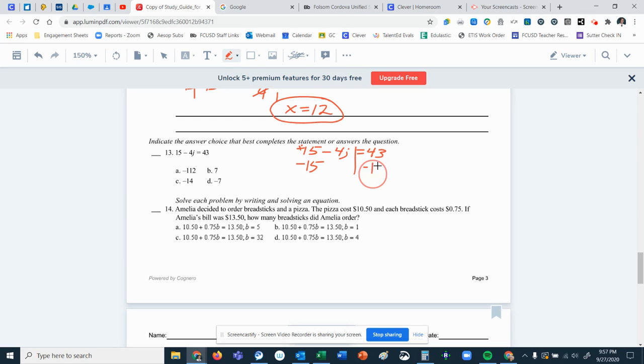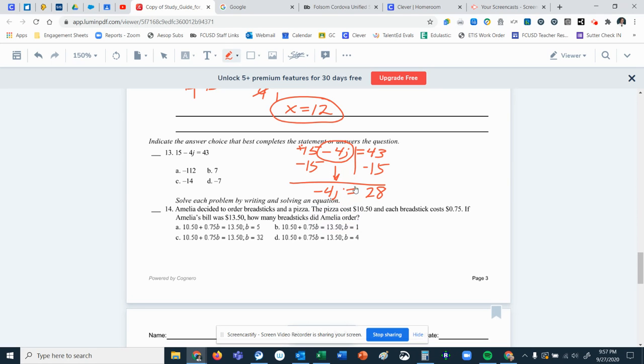And subtract 15 on both sides gives me, let's see here, 28 on the right-hand side equals, and I bring down this whole thing. Minus 4j goes here.